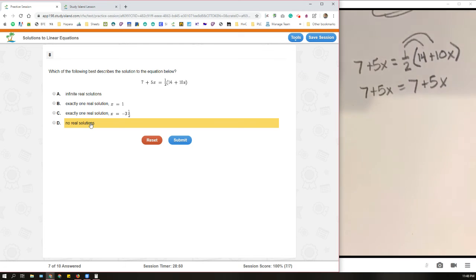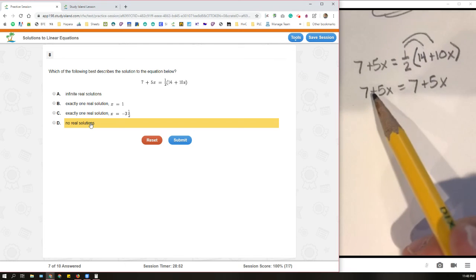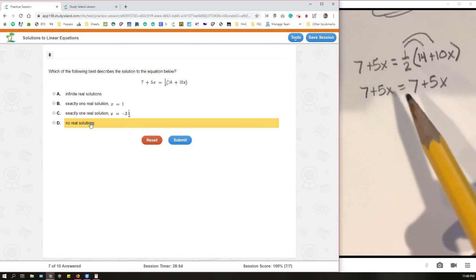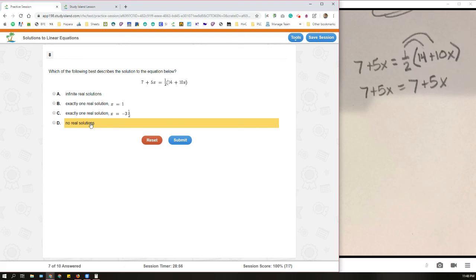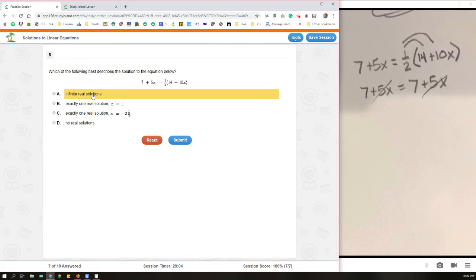Well, what do you know? They're exactly the same. The left side says 7 plus 5x. The right side says 7 plus 5x. So because these are exactly the same, the 5x's will cancel each other out, and we will have 7 on both sides remaining, which means there are infinite real solutions to this problem.